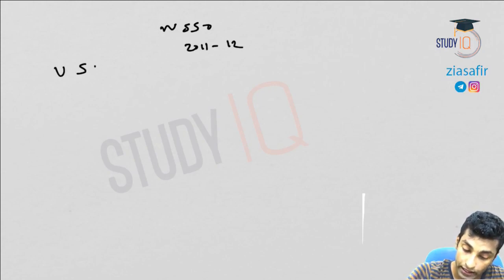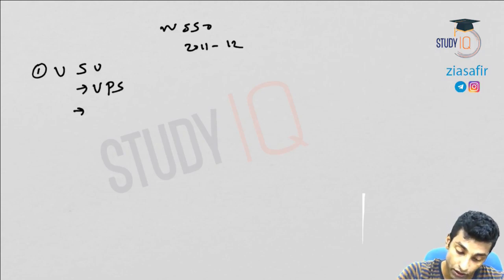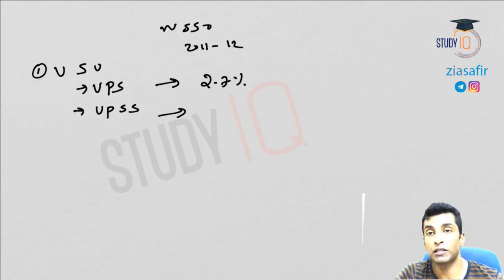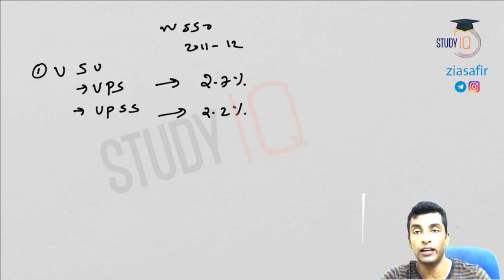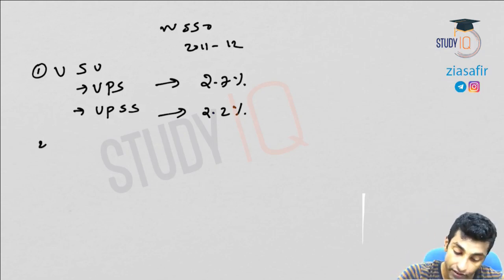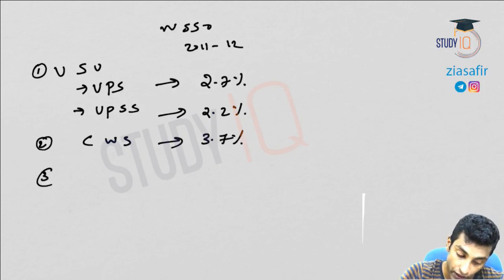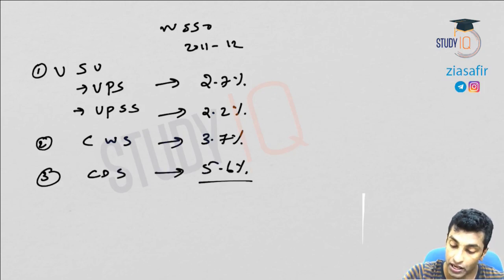Under usual status unemployment, you have UPS, usual principal status, and usual principal subsidiary status. We have seen here 2.7% unemployed. Usual principal subsidiary status, 2.2% unemployed. I have told you the reason why it is less than usual principal status. Then we have seen current weekly status, as per which 3.7% are unemployed. Third one, current daily status, we have seen 5.6% unemployed.